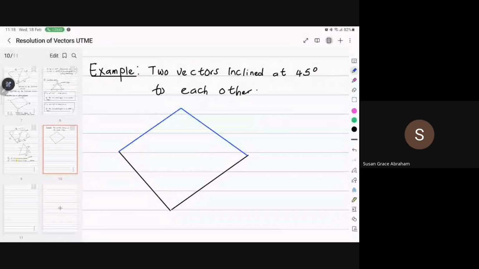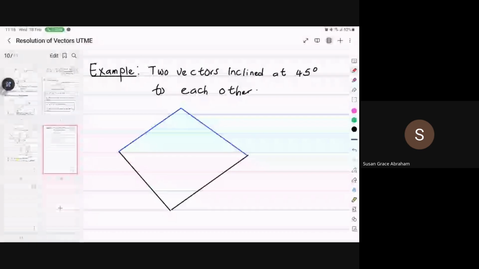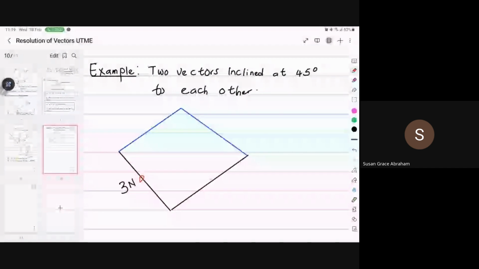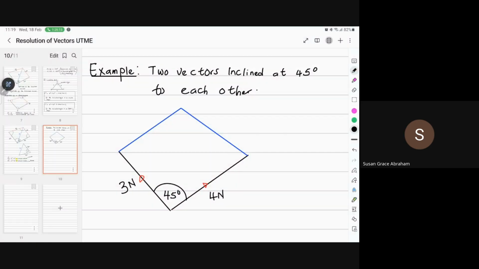Now, remember the angle between them. They are at that angle to each other. Let's say the angle between the two vectors. Let's say that we have 3 Newton for this one, and this is the direction. And let's say we have 4 Newton for this one, and this is 45 degrees. Let's just assume that this is what we have. Does it make sense now? Now we want to find the resultant vector.